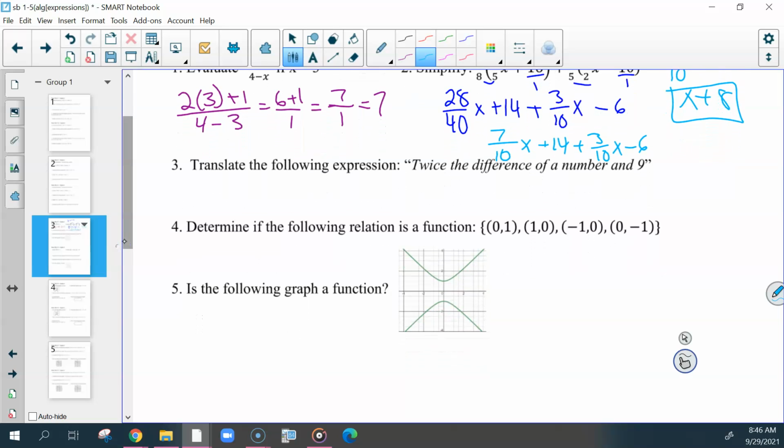Number 3, twice the difference of a number and 9. How would we write that? 2 times, or you could put any other variable you want. Whatever minus 4. 9 minus 7. No, because the difference of a number and 9 has to be the variable first and then the number.